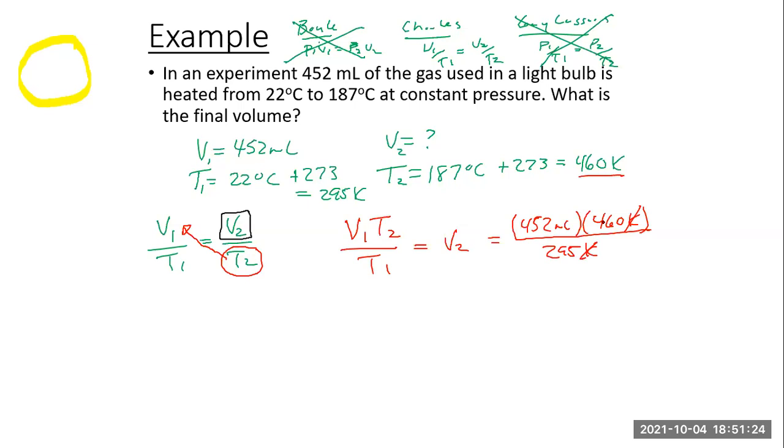Looks like we end up with something like 705. And the units that are left in this particular case are milliliters. So I think I said 705 milliliters. First off, any questions on the calculation?